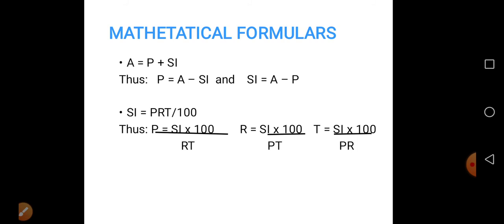Then the second mathematical formula you should take note of is simple interest equals PRT over 100, which is principal times rate times time divided by 100. Thus we can say principal is equal to simple interest times 100 over RT. So PRT there, take note. Rate is equal to simple interest times 100 over PT. Take note, PRT. Then time is equal to simple interest times 100 over PR.